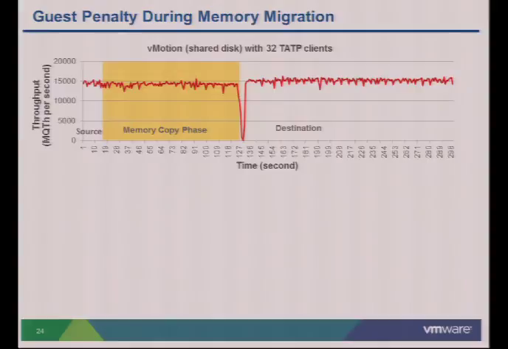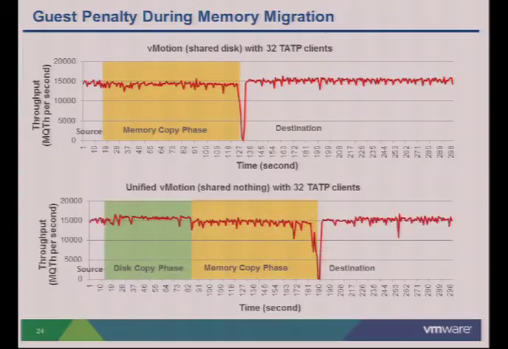So now let's take a look at the guest penalty during traditional vMotion and unified vMotion. As we can see here, we almost have no guest penalty during the memory migration. This is because the dirty page tracking is cheap enough, and we are not going to disturb the guest too much during the memory migration phase.